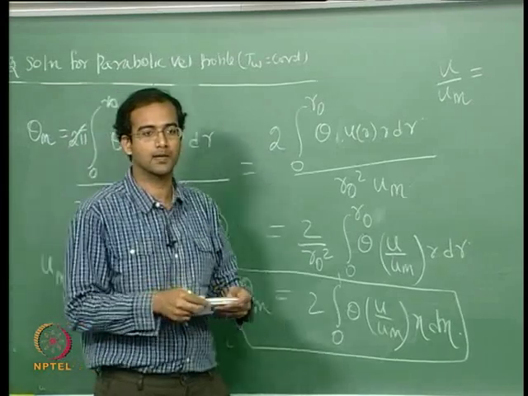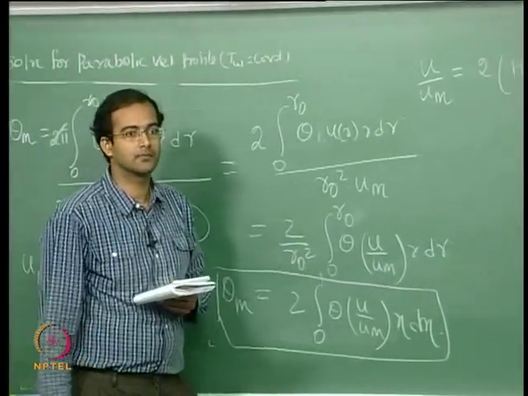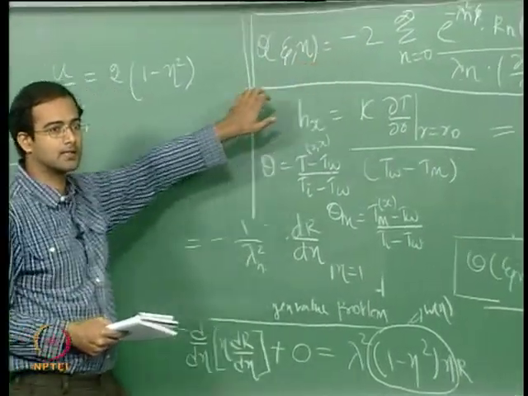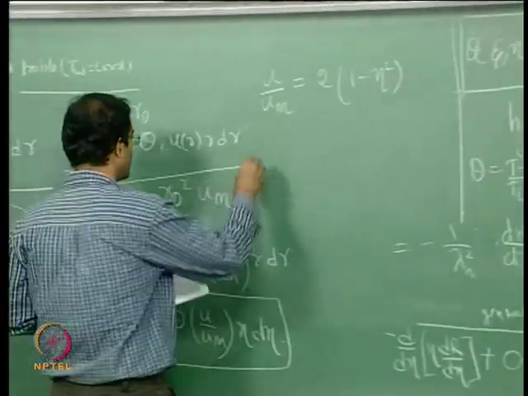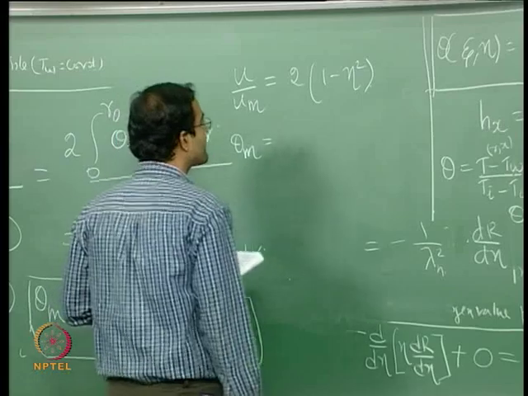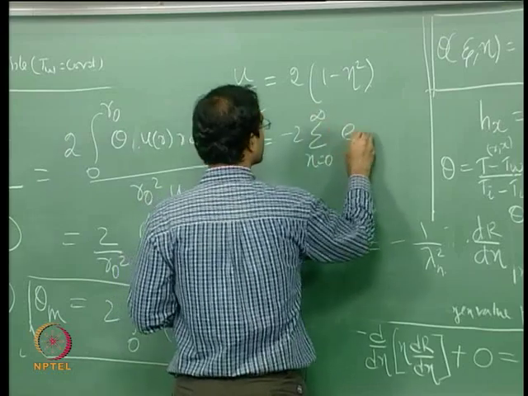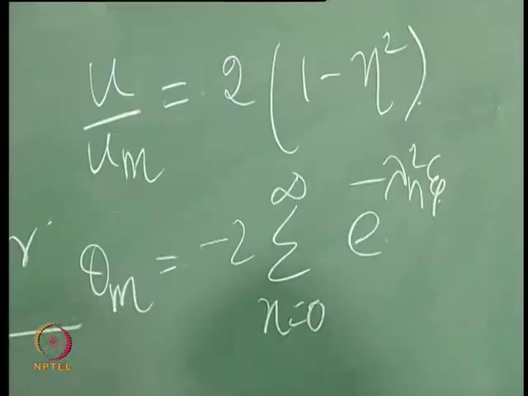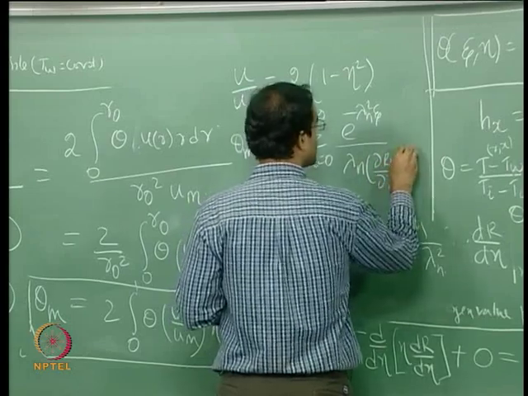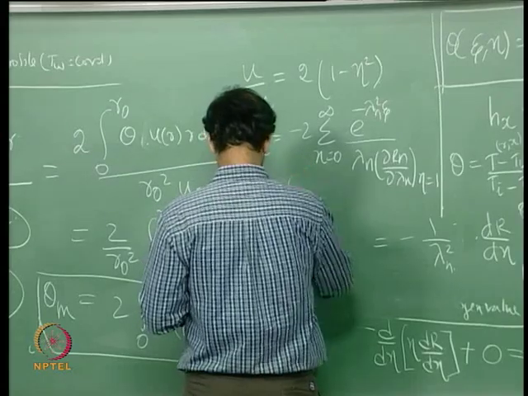That is from the fully developed parabolic velocity profile, right? That is twice 1 minus eta square, in terms of the non-dimensional coordinate. So I can substitute for theta coming from equation 2 and the velocity profile from this into theta m. So this will become minus 2 summation of n equal to 0 to infinity e power minus lambda n square zeta, divided by lambda n into drn by d lambda n corresponding to eta equal to 1, into the integral from 0 to 1.